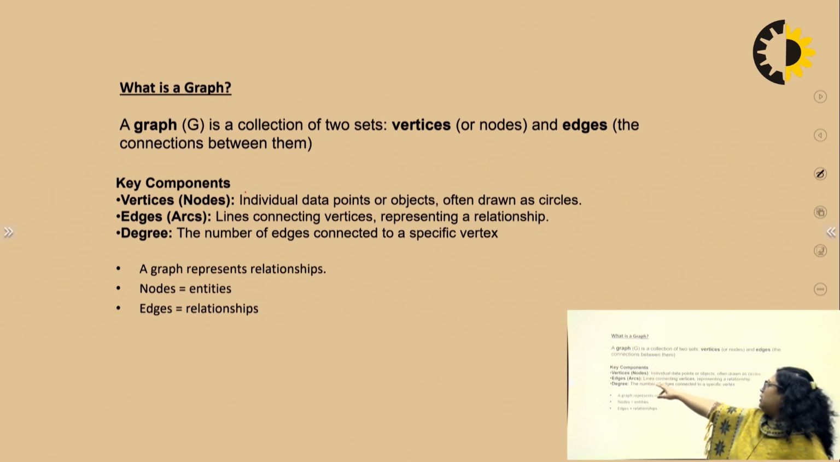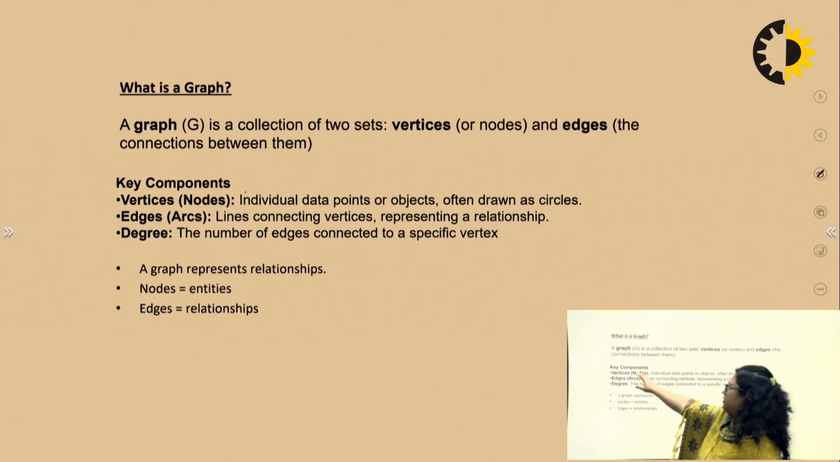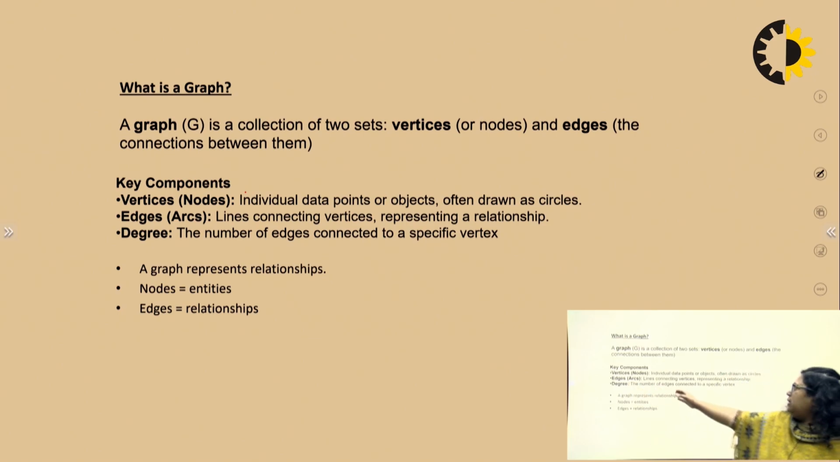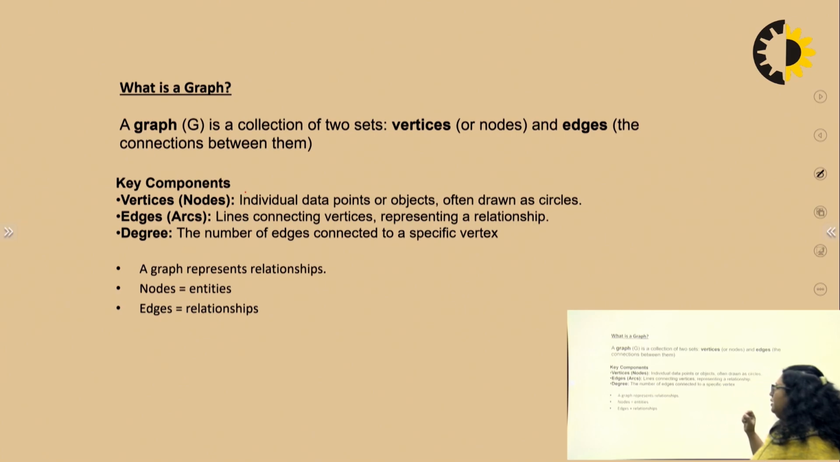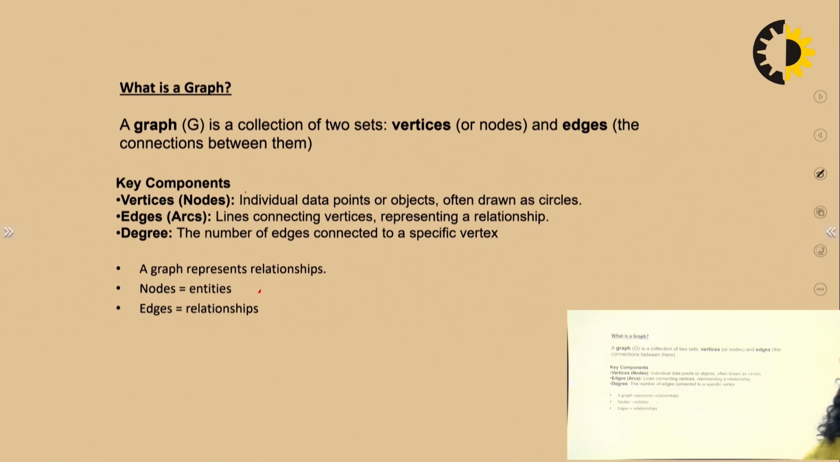So what do the edges represent? A line connecting the vertices, and it basically represents the relationship between the vertices. So what is the degree of a node? Degree is the number of edges connected to the vertex. So basically what does a graph represent? Nodes and edges. Nodes represent entities, and edges represent relationships.